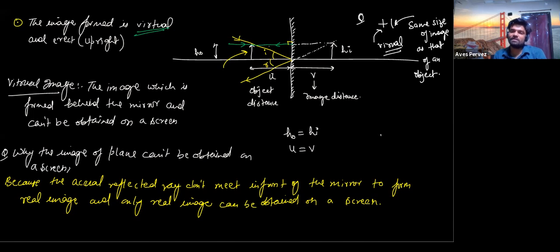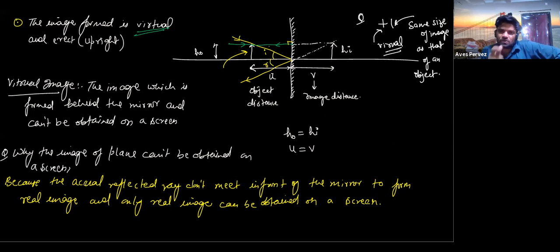We have another formula for the magnification, v by u, that we will discuss later. The distance of the object from the mirror we consider as u, and that of the image we consider as v. Okay, dear student, do you have any doubt?